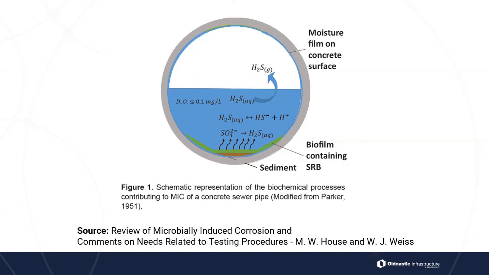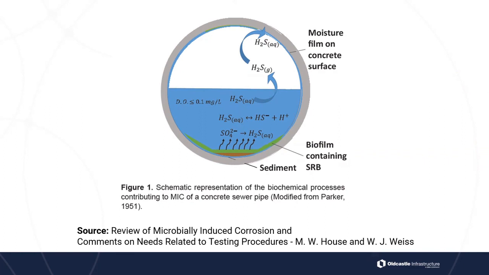Anytime there's water in a pipe, we're going to have a little bit of moisture on the wall of the pipe above the water line. And so this H2S gas now partitions back into the moisture film that's on the surface of the concrete. So next we observe abiotic oxidation at low pH.